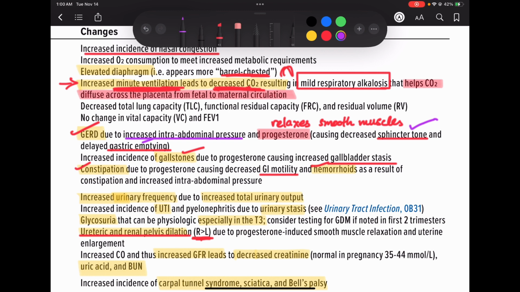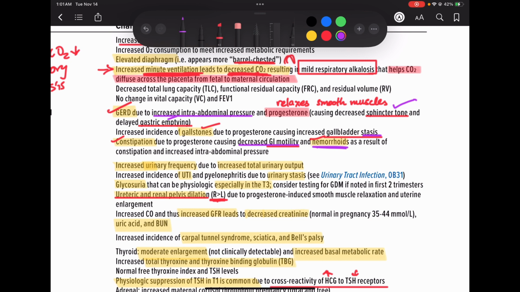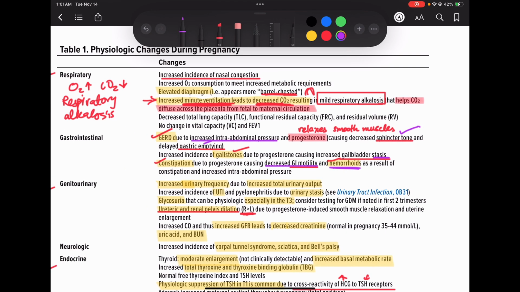Other than GERD, there is increased incidence of gallstones too. Guess how? Because progesterone causes gallbladder stasis, because the smooth muscle relaxes. And for the same reason, it decreases GI motility, so constipation is also there. And then constipation and increased intra-abdominal pressure would lead towards hemorrhoids. So those are the changes in GI.